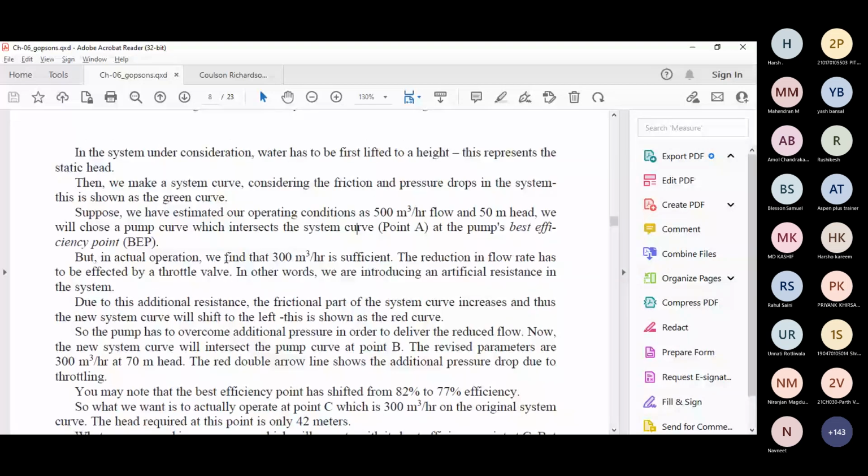So reduction in the flow rate has to be affected by throttling the valve. In other words, we are introducing an artificial resistance in the system, right? So we have to overcome that resistance. आपका throttle valve मतलब क्या है? It is a resistance. It is an obstacle in the flow rate, right? तो उसको overcome करने के लिए आपको कुछ energy देना पड़ रहा है, right?